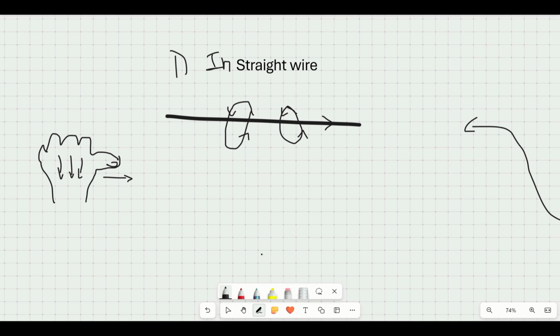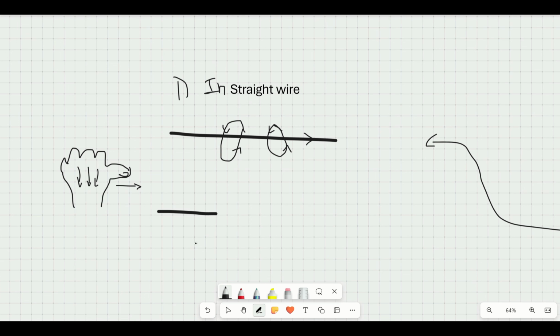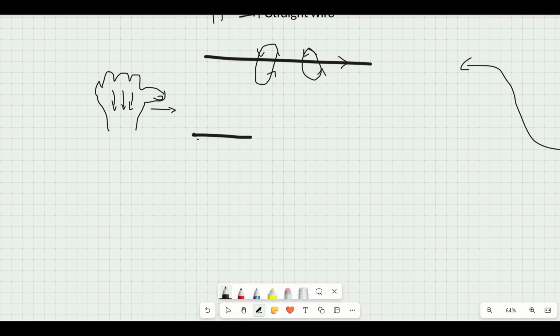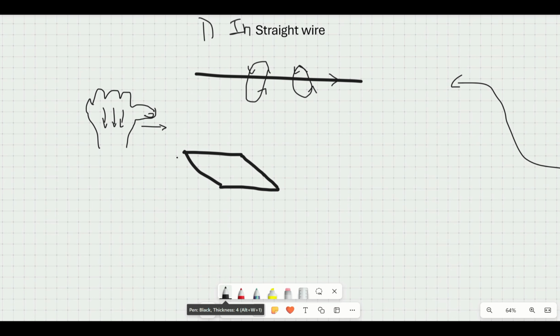Also there is an experiment that may come as an exam question, which proves that in a straight wire carrying current, the magnetic field lines are in circular shape around the wire. We can show it by the following experiment. First we will take a cardboard. This is a cardboard. I know this does not look like a cardboard, but we have to assume it as a cardboard.